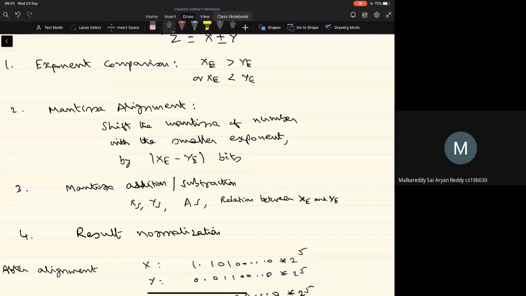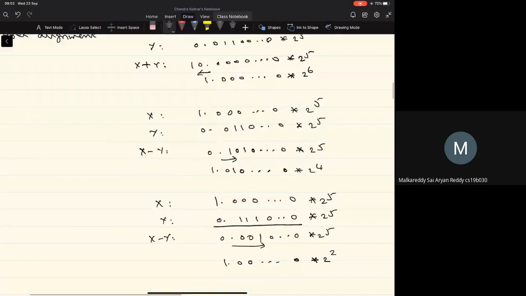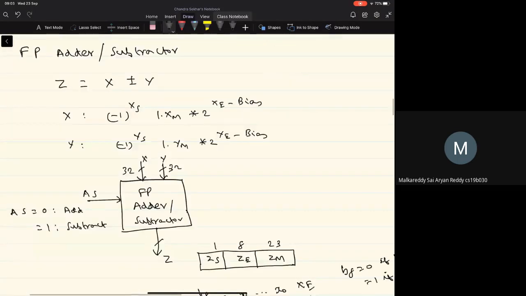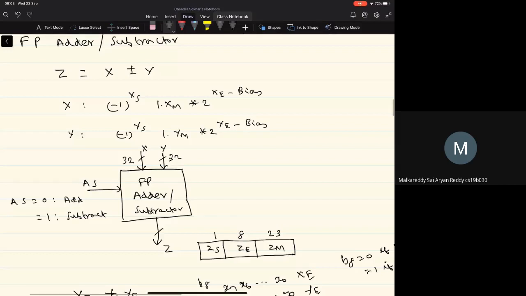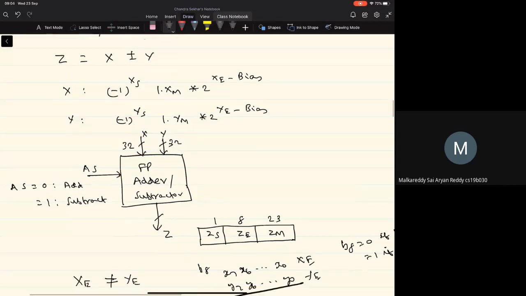So what we were looking at in the last class are the details of the different modules. Okay, so the circuit itself takes these two operands, x and y, which are 32-bit operands in the floating point standard format, and it will also take this control signal AS, indicating whether we want to add the two operands or we want to subtract y from x. Okay, and the result also has to be in the floating point format.